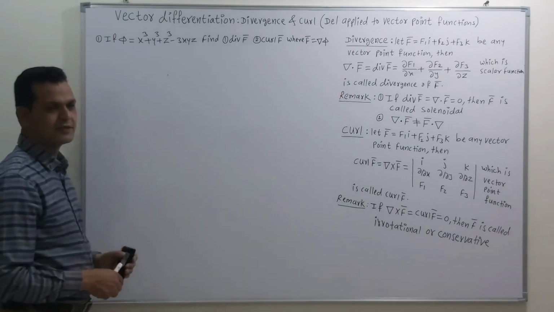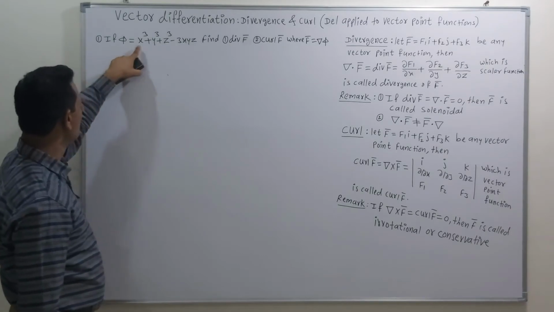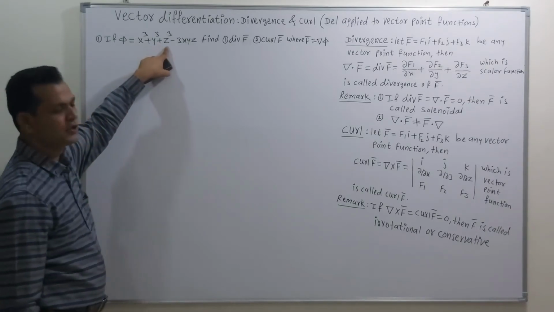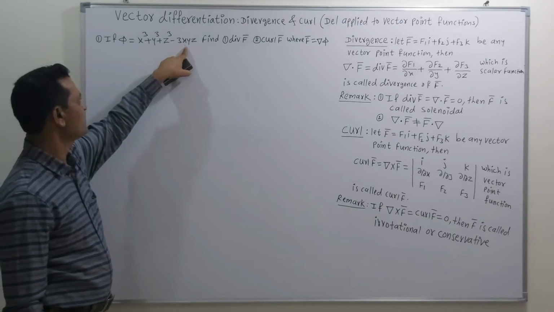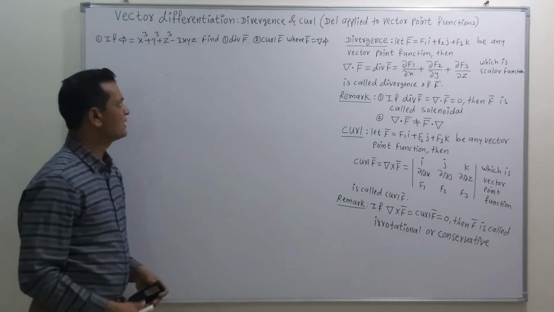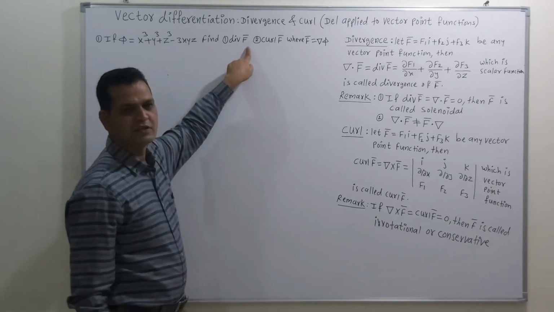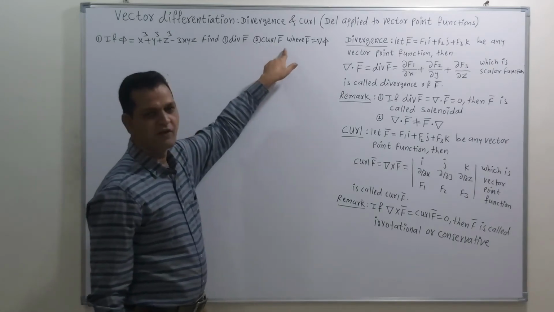The first example: if phi is equal to x cube plus y cube plus z cube minus 3xyz, then the question is to find the value of the divergence of f bar and the curl of f bar.